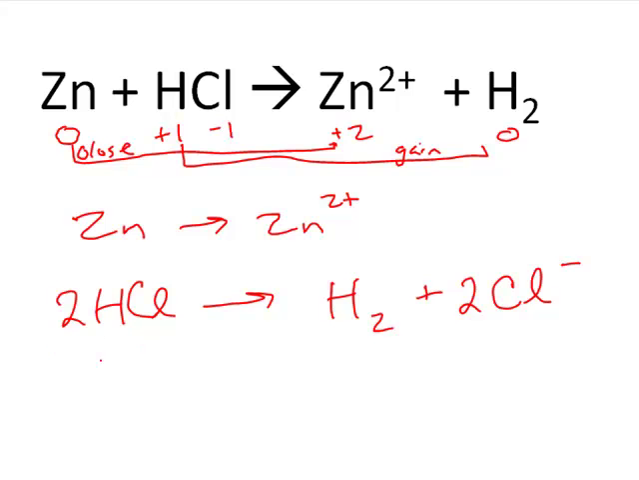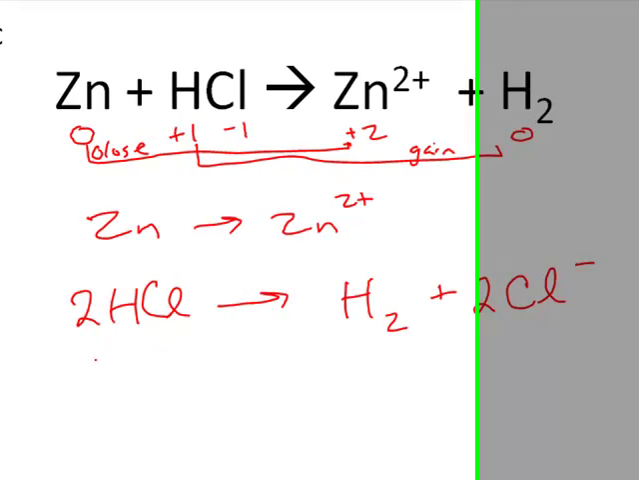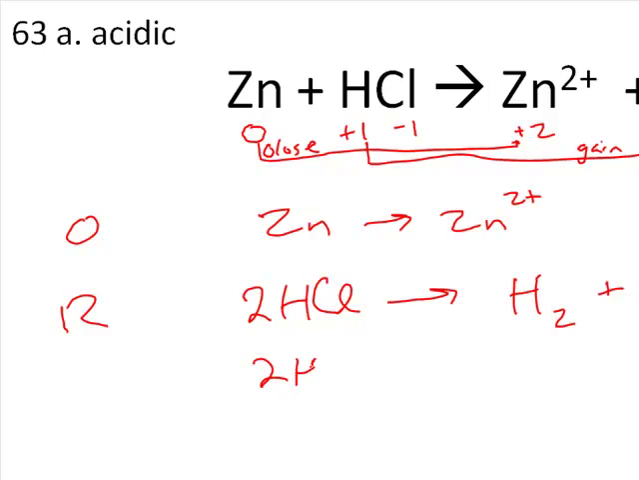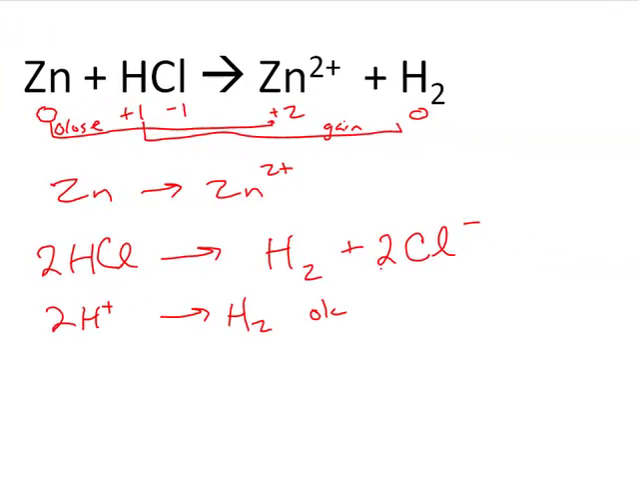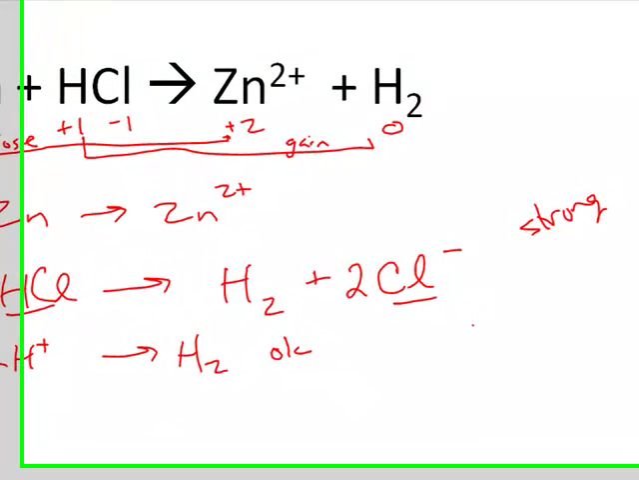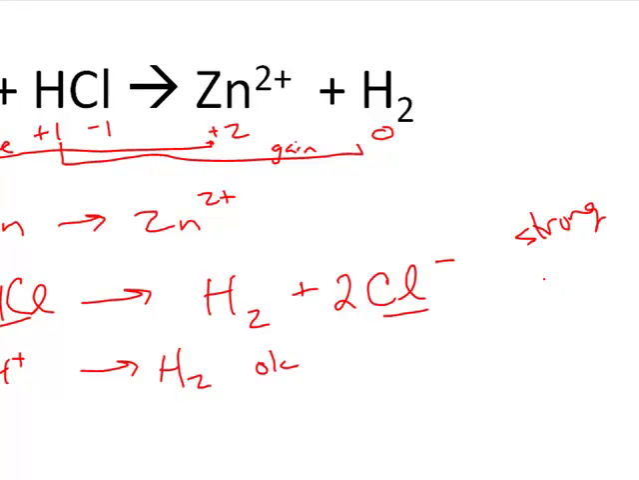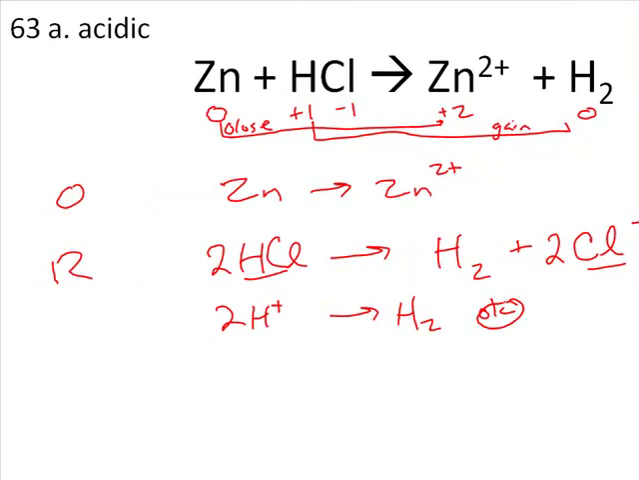Now for this reduction equation, some people would write this as 2H+ going to H2. That would be okay as well without the chloride ions, because HCl is one of the strong acids. As a strong acid, it would be shown as 2 separate ions in solution. So the bottom one would be okay, and so chloride ions would not be in your reactants or your products of your final answer.